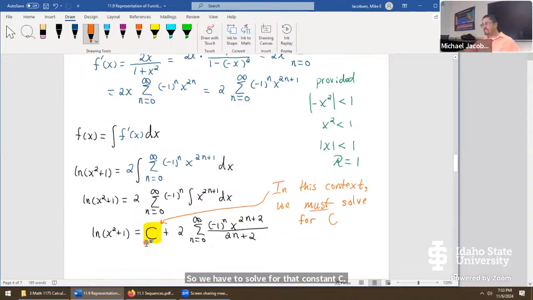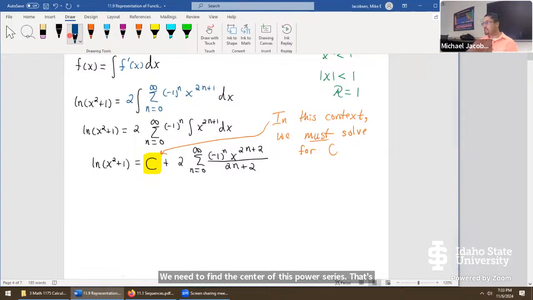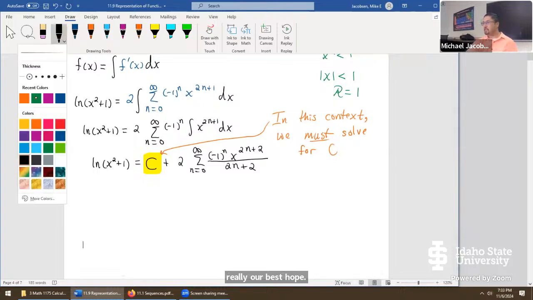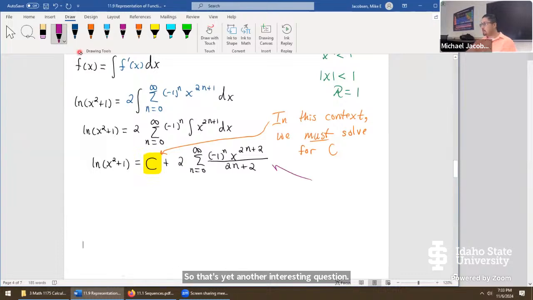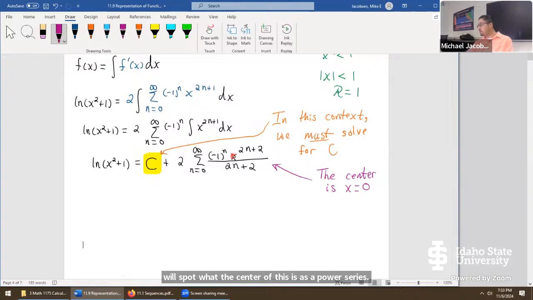The trick to that is we need to find the center of this power series. That's really our best hope. So that's yet another interesting question. A good question for the class is, the center is x equals, anyone spot what the center of this is as a power series? Absolutely. If it's just x raised to a power, the center is 0 on these ones.